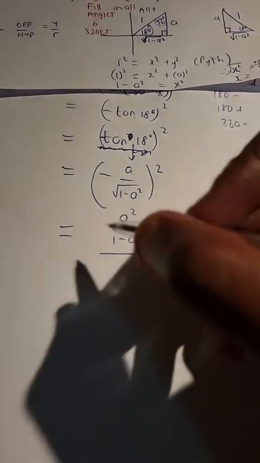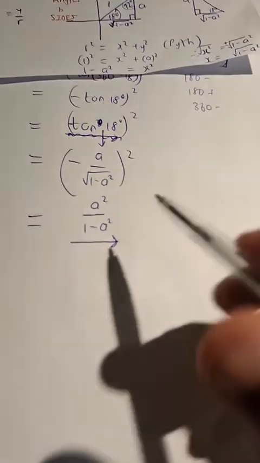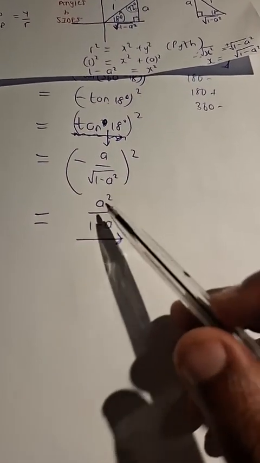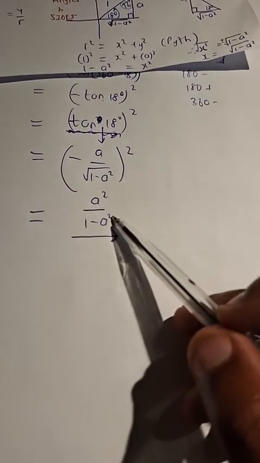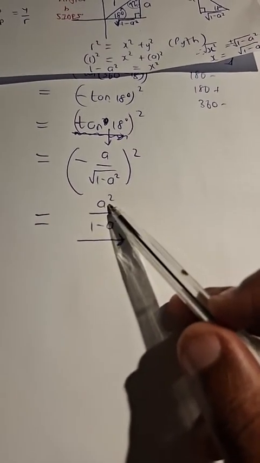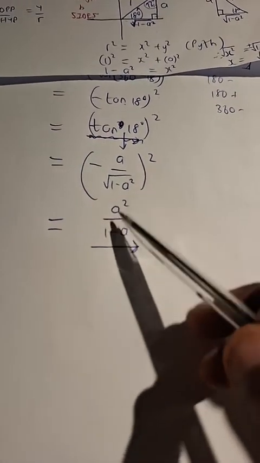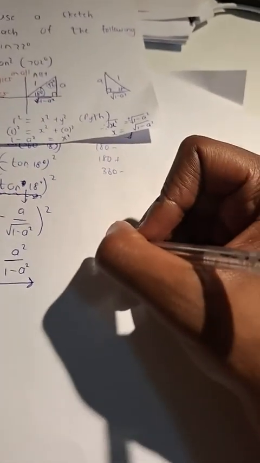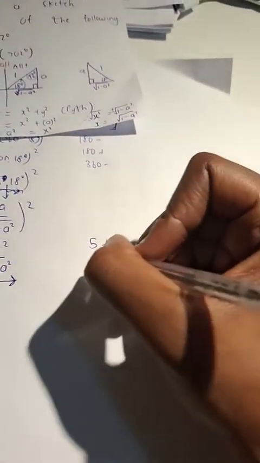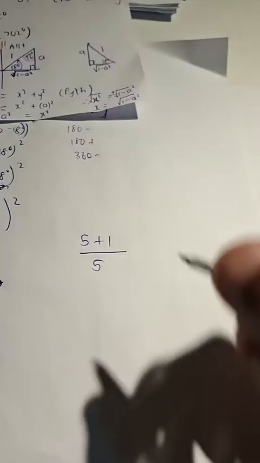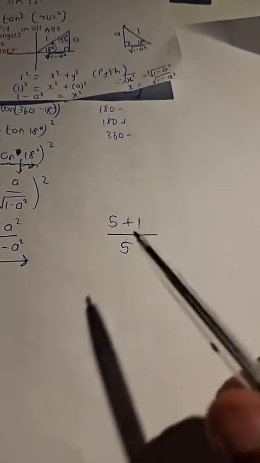You leave your answer like this, please, please, please, because there are people who tend to think that this a and this a will cancel. You can't cancel those two. This is one term at the top, this is two terms at the bottom. You can't divide. Let me show you the absurdity of doing that.